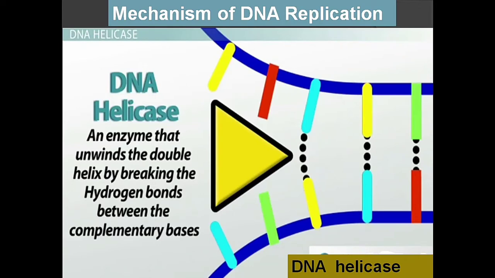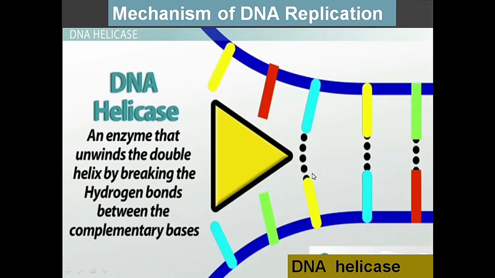At the beginning of DNA replication, the two strands of DNA get separated. The separation of the two DNA strands is done by the DNA helicase enzyme. This is the DNA helicase enzyme. The DNA helicase enzyme breaks the hydrogen bonds between the complementary nucleotides.